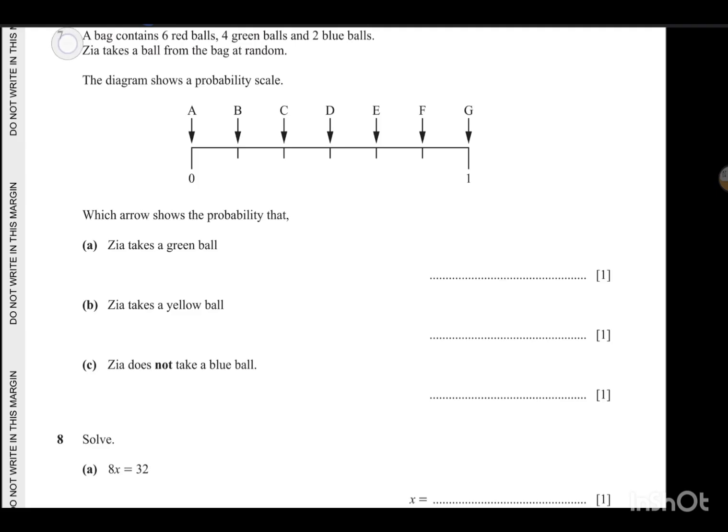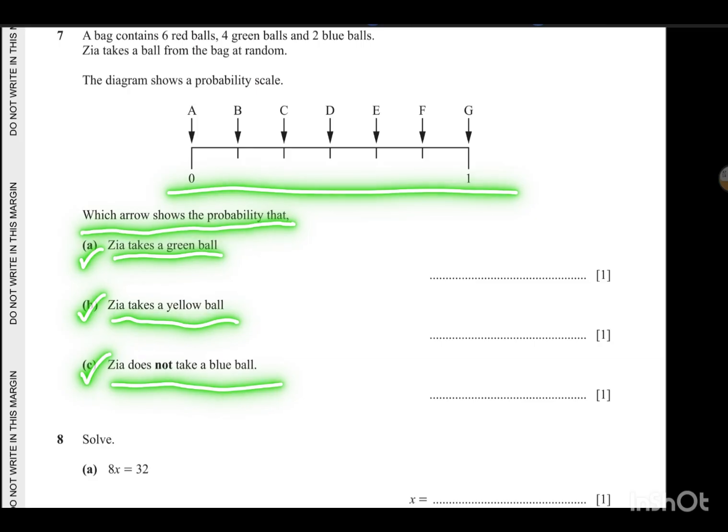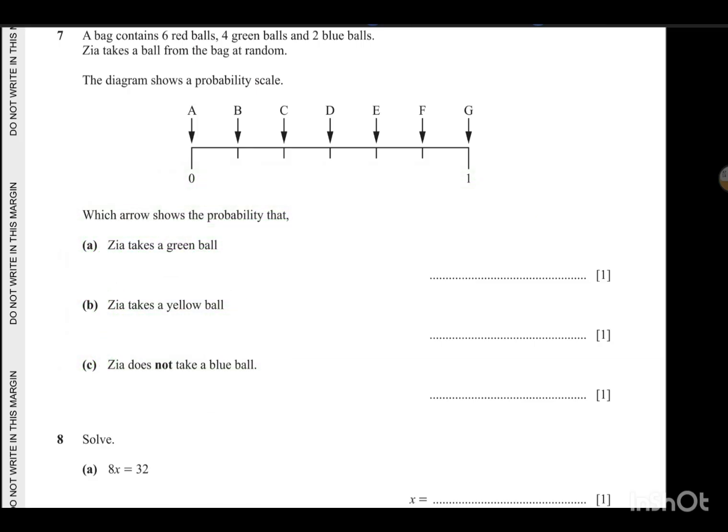Question number 7, a bag contains 6 red balls, 4 green balls and 2 blue balls. Zia takes a ball from the bag at random. The diagram shows a probability scale. This is the probability scale. Which arrow shows the probability that question A, Zia takes a green ball. Question B, Zia takes a yellow ball. Question C, Zia does not take a blue ball. So before answering the questions, when you see this probability scale, you have to mark those probabilities one by one.